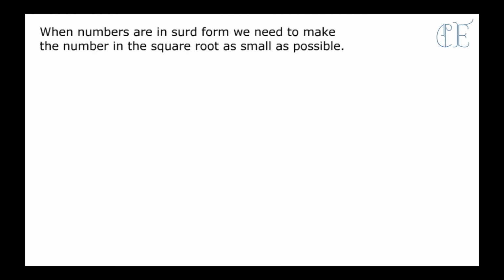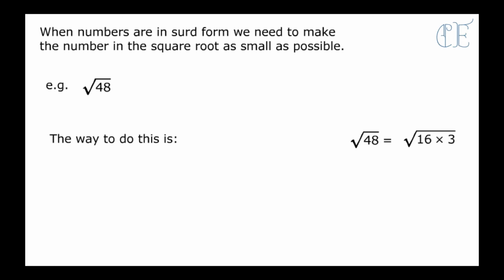When numbers are in surd form, we need to make the number in the square root as small as possible. For example, here's the square root of 48. The way to do this is we have to split 48 into two numbers, one of which is going to be a square number. So here we can say that 16 times 3 makes 48, so we can put that in the brackets. Then we can split it open like this and square root whichever can be square rooted.